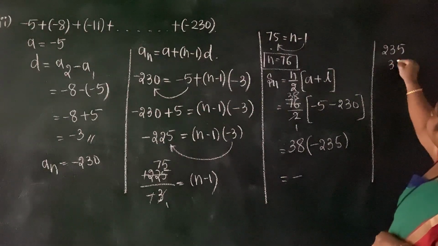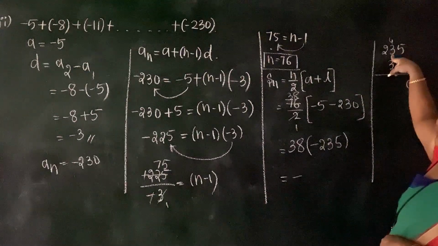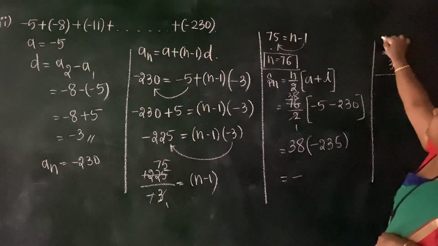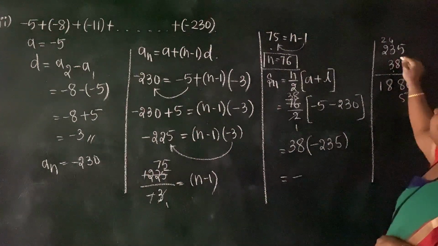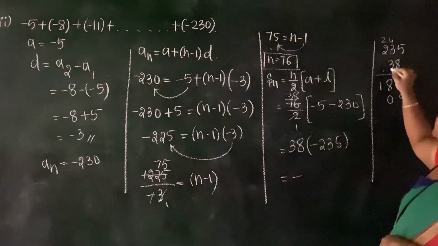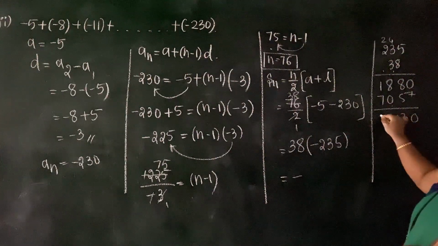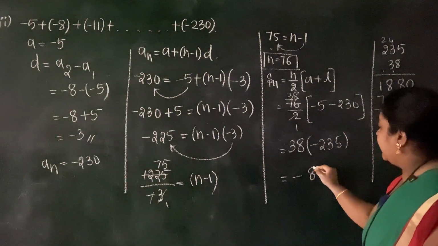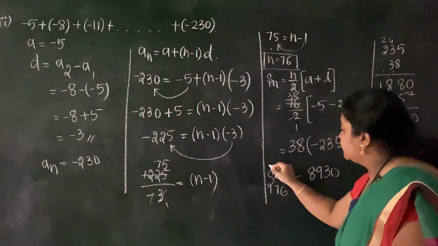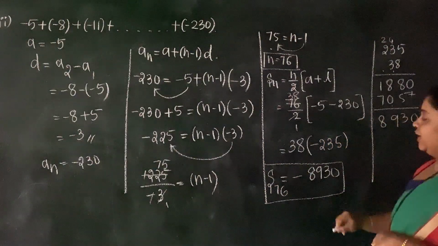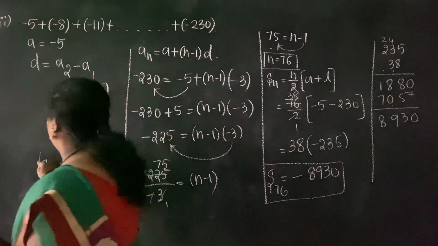235 into 38. See, 8 fives are 40, 4 carry, 8 threes are 24, 24 plus 4, 28. 8 twos are 16 plus 2, 18. 3 fives are 15, carry 1. 3 threes are 9 plus 1, 10. 3 twos are 6 plus 1, 7. So I got here minus 8930, which means the sum of first 76 terms of an AP is minus 8930. So please do highlight the answer wherever the value is.